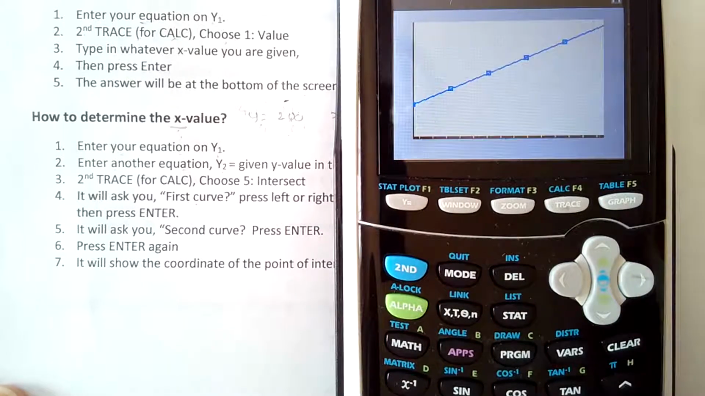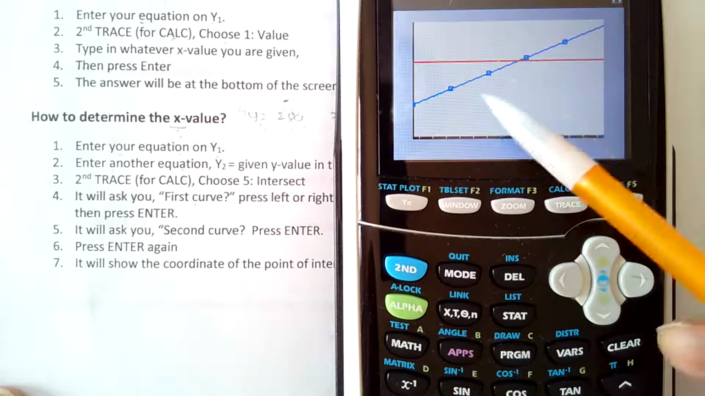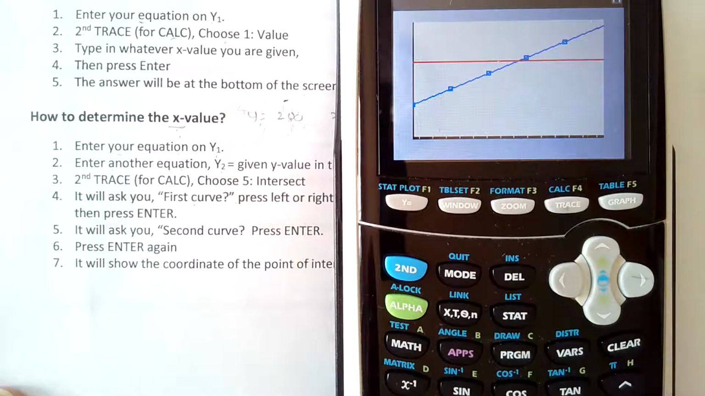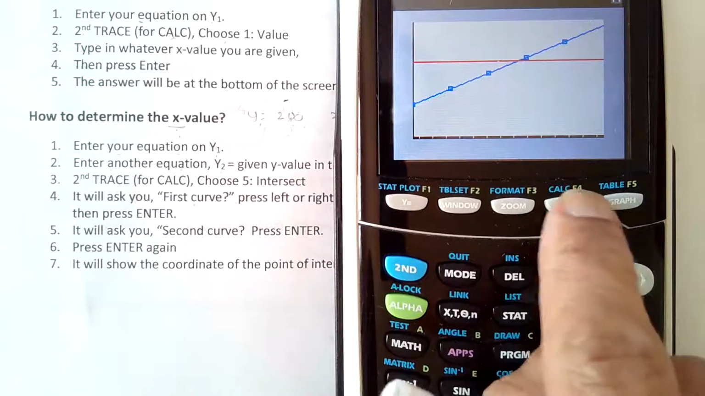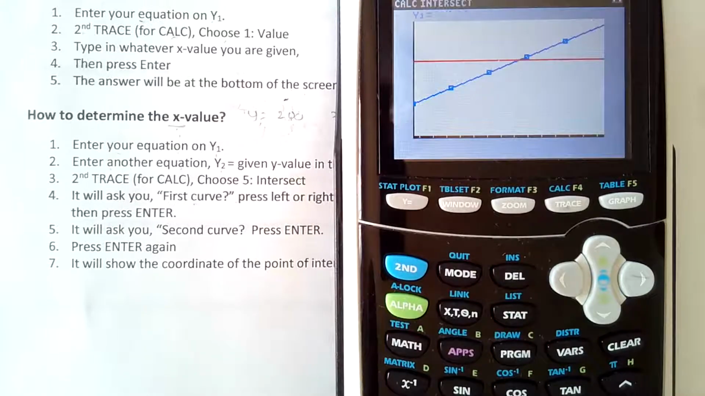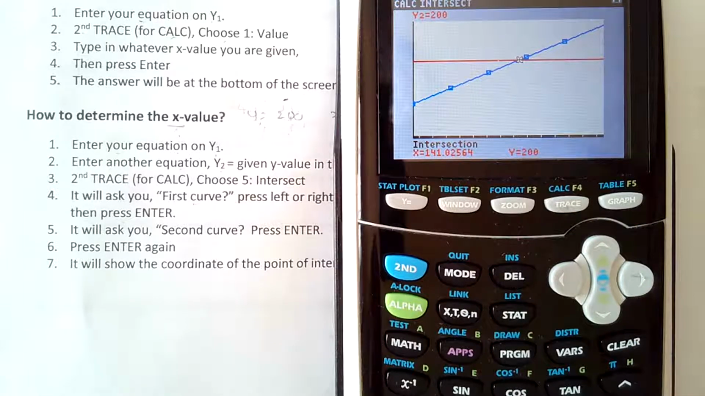Next, I'll press the graph button. And notice in my calculator it's a different color, but yours may be the same color as a shade of gray or black. Where it intersects here, that's where you'll find Y is 200. What is the X value? So we need to find the intersecting point. Now we're going to press second, trace, and we're going to go to number 5, intersect. And press enter 3 times. And there it is. When Y is 200, X is 141.02.